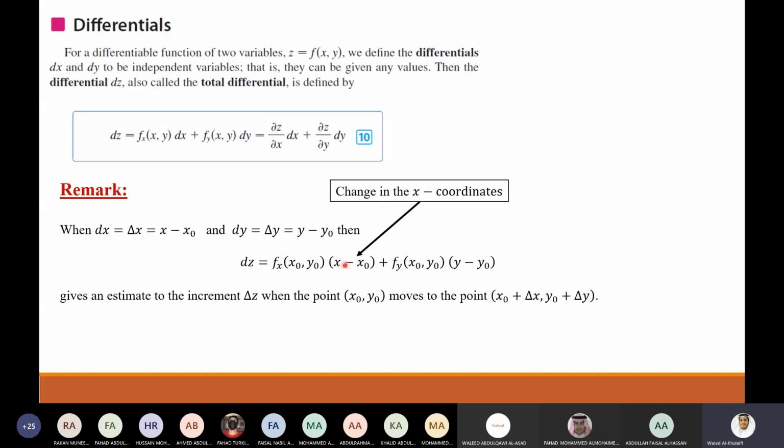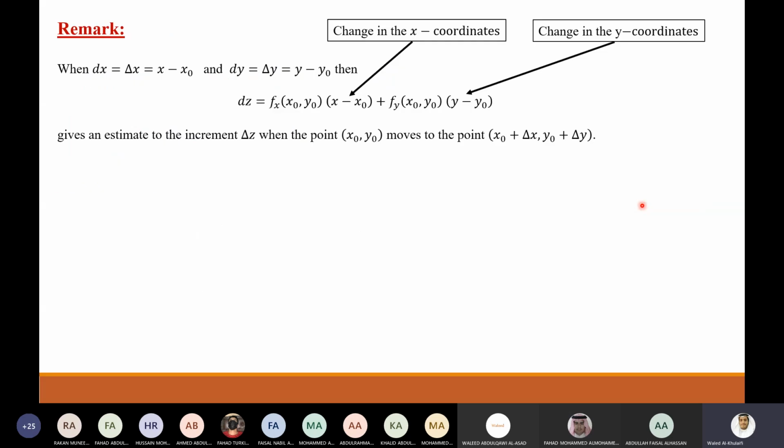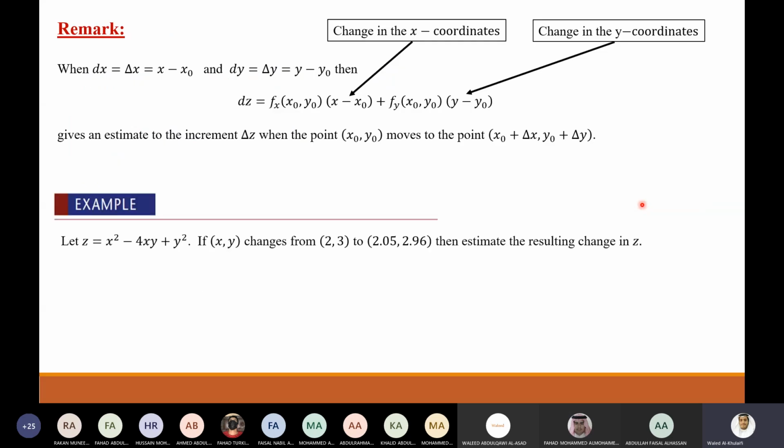So here, in the parentheses, x minus x naught is the change in the x coordinate, and y minus y naught is the change in the y coordinate. Okay, let's take an example. Let z equal this. If x, y changes from 2, 3 to 2.05, 2.96, then estimate the resulting change in z.